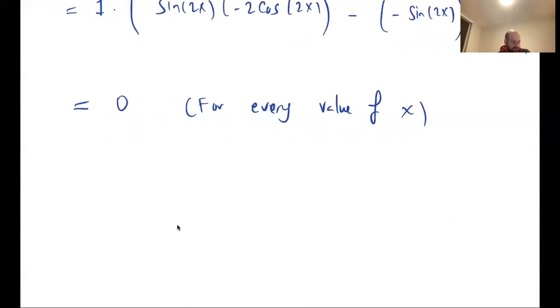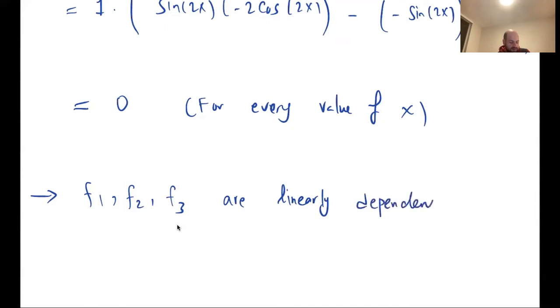So that means F1, F2, F3 are linearly dependent, because the Wronskian was 0 for every x. So F1, F2, F3 are linearly dependent.